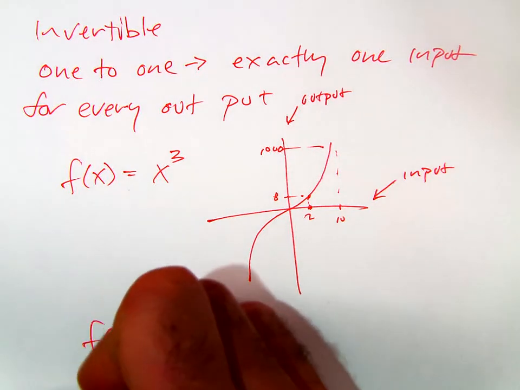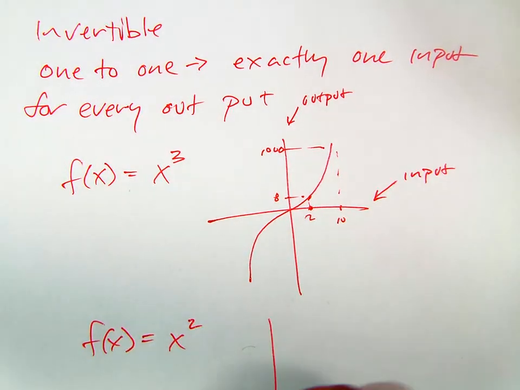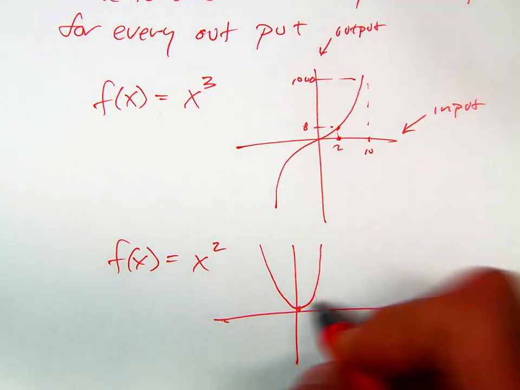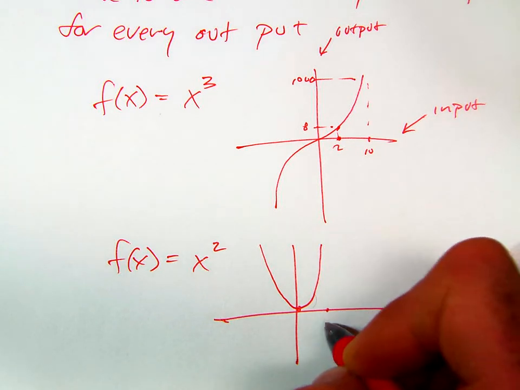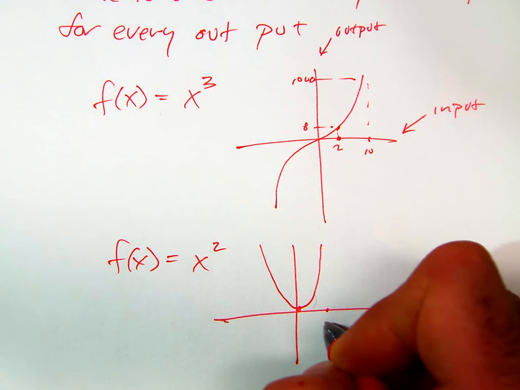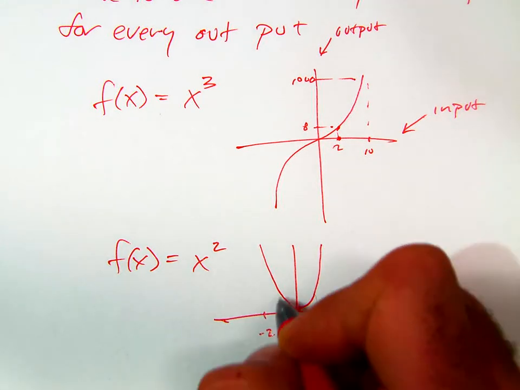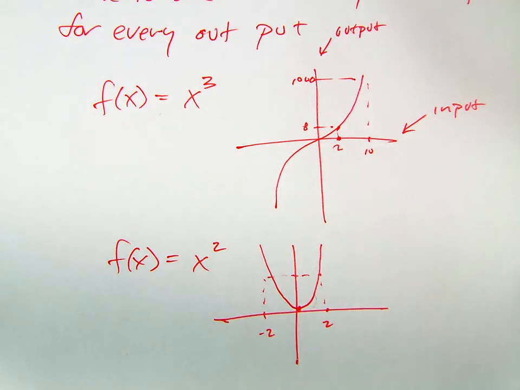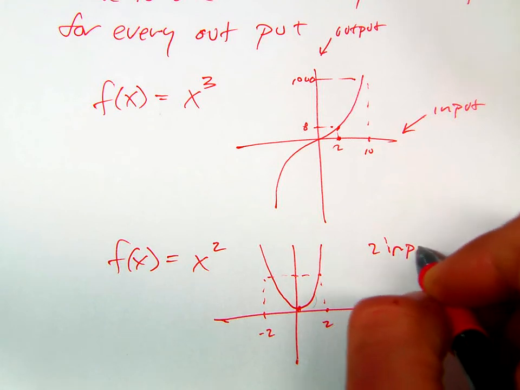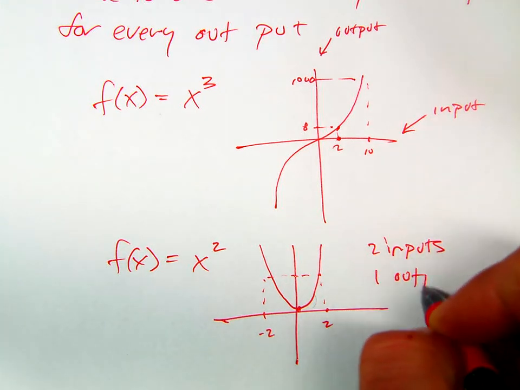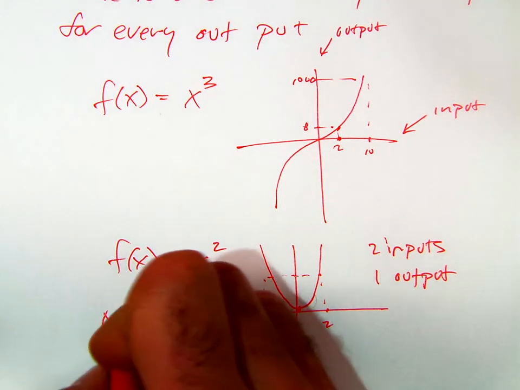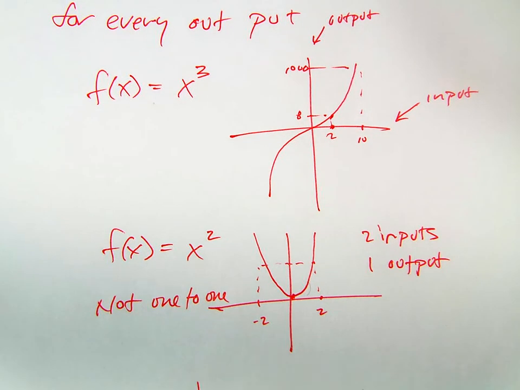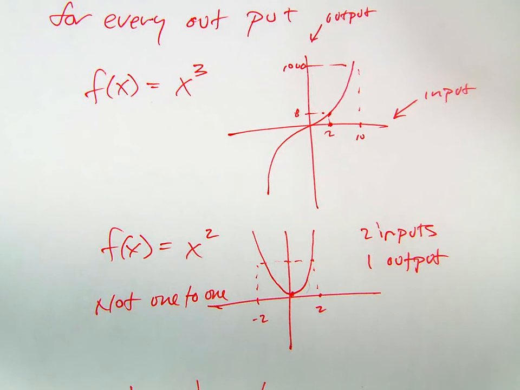But if we look at another function, x squared, that function looks like this. That is x squared, where we have one input, 2, and then another input, -2. And we have the same y values for both of those inputs. So we have 2 inputs with only one output. So this function is not 1 to 1.